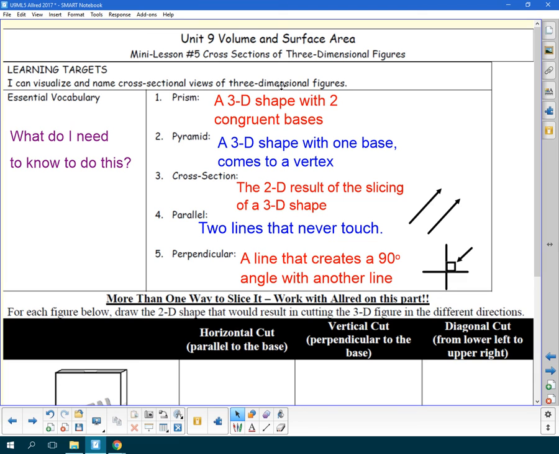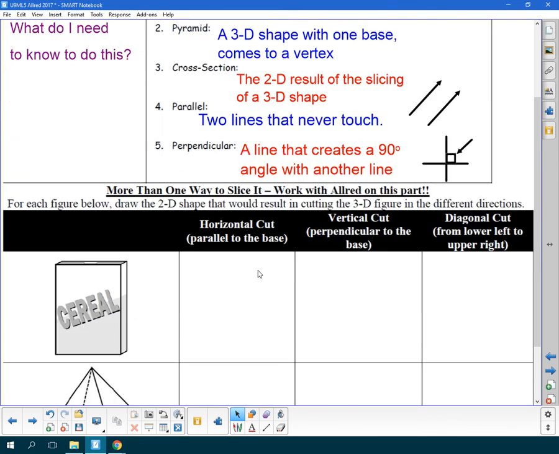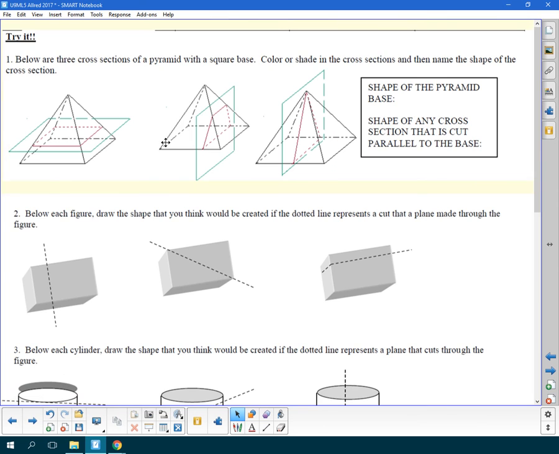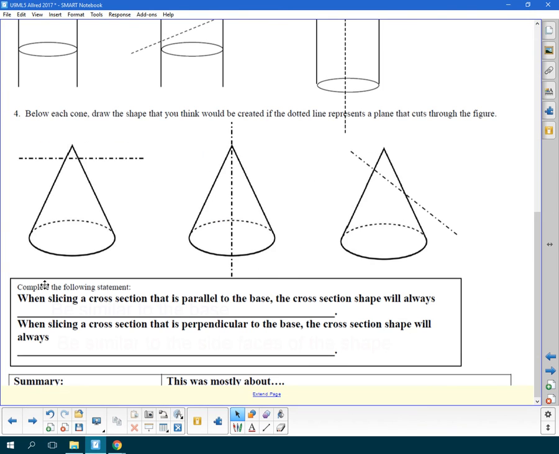That's all the vocabulary you'll need for this lesson. What you're going to do with me is create a cereal box and a tent. We're going to slice them up horizontally, vertically, and diagonally. That'll help you to understand the rest of these problems here on the page. At the end, we'll talk about some rules. You're going to write this down right now just so you have it written down, and we're going to talk about why these things are true at the end.